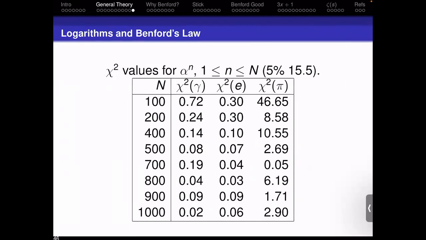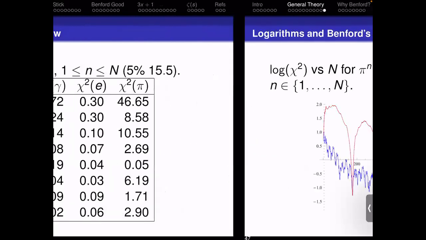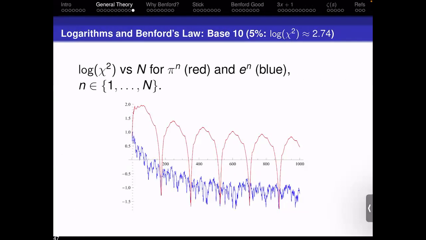So even once we get up to 200, even pi is giving us a decent fit with Benfordness, but not nearly as good a fit as gamma and e. And just to be able to put everything on the same scale, I'm taking the logarithm of everything. Can anybody guess roughly what the period is of the red pattern? Anybody have really good eyesight?